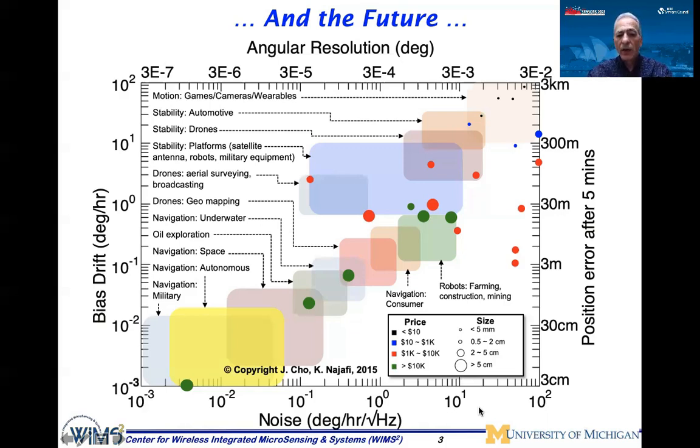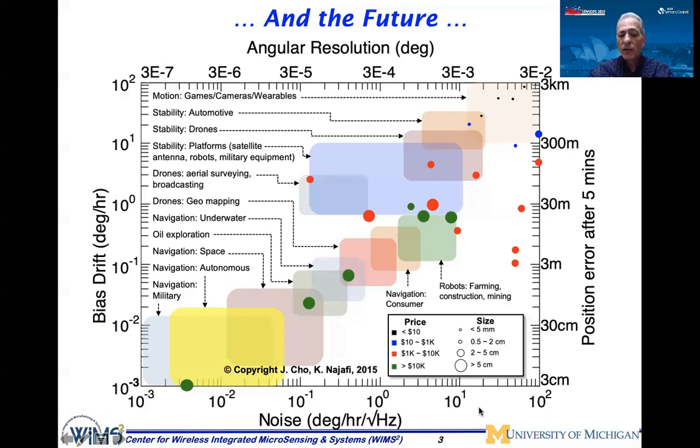There's a whole area of navigation, whether for underwater, space, autonomous vehicles, including autonomous driving, that are also very much in need of very high performance gyroscopes. Typically, the bias drift is another order of magnitude better, and noise, depending on the application, might be also another order of magnitude better than, for example, what you might need in a typical drone.